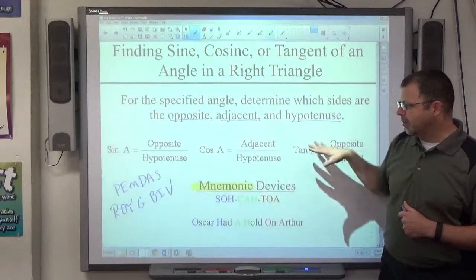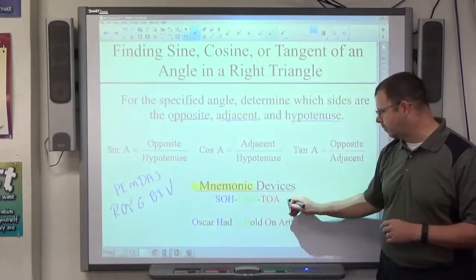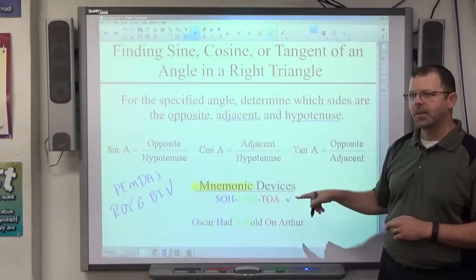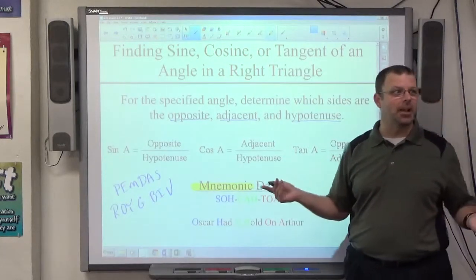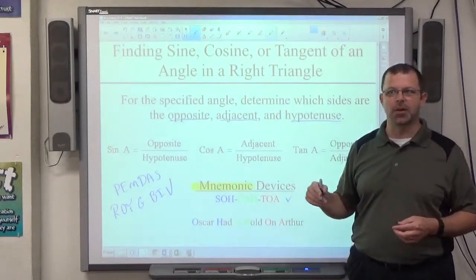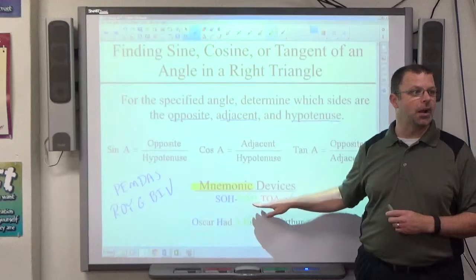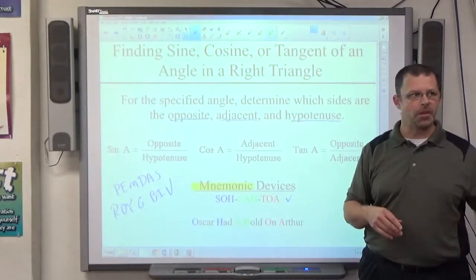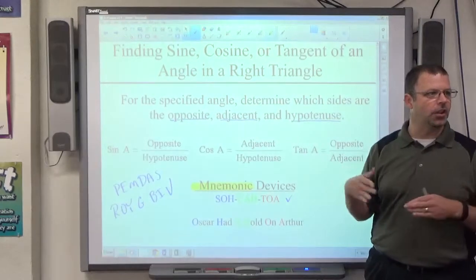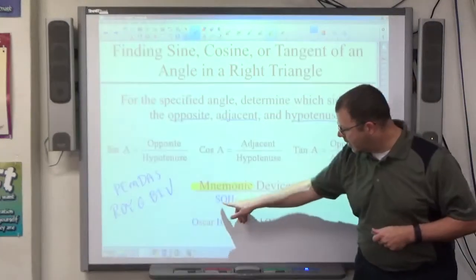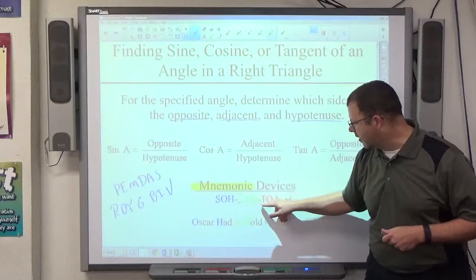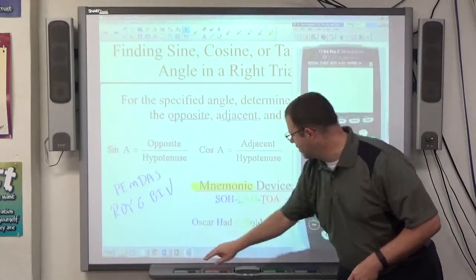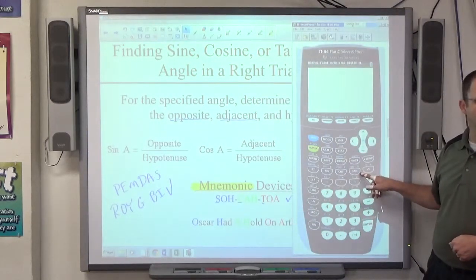Okay? There's two mnemonic devices for these. The one I prefer is SOHCAHTOA. The problem with SOHCAHTOA is you have to know how to spell it. But if you use it enough, you know how to spell it pretty easily. I recommend every time you use it, you write it down until you get to the point where you don't have to look it up anymore.